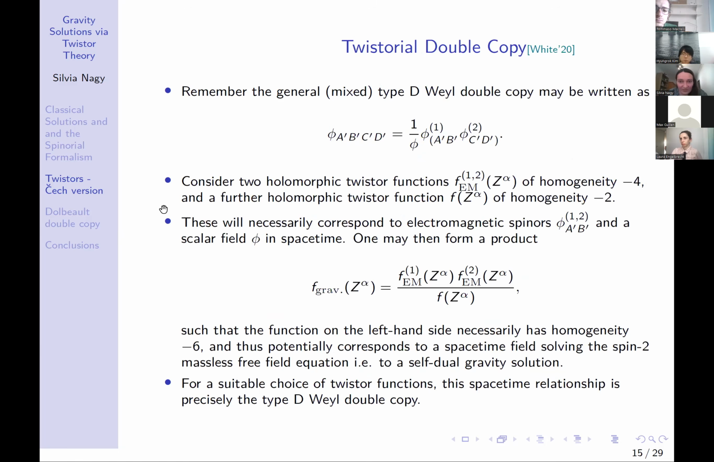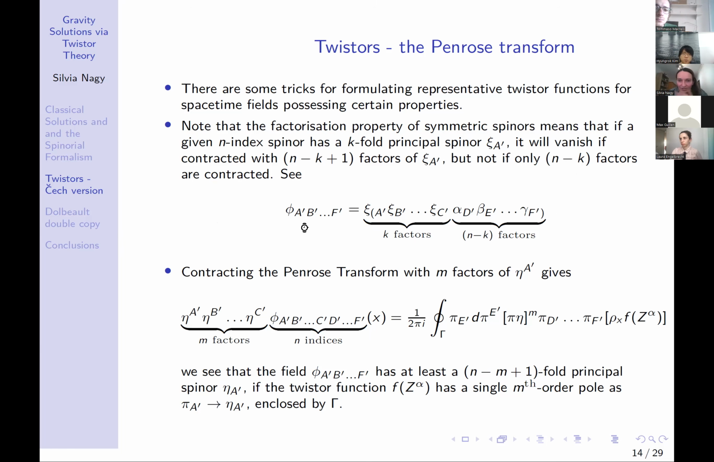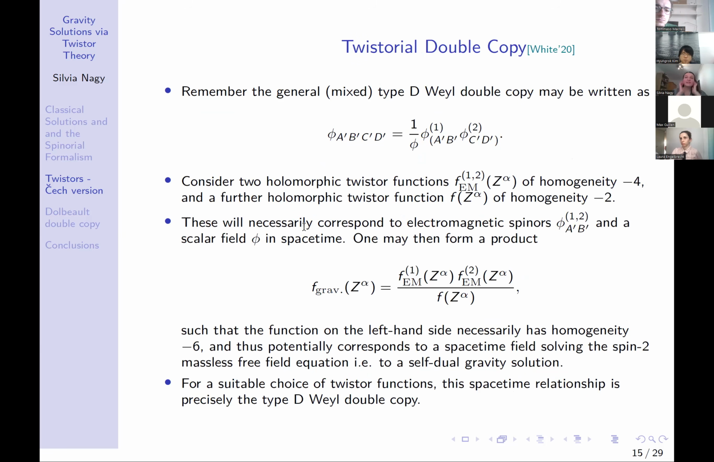Good. You can stop me at any time if you have questions, by the way. So now finally we get to the Twistorial formulation of the double copy. Remember, we had the space-time type D Weyl double copy written like this. And now let's consider two holomorphic Twistor functions f of homogeneity -4.